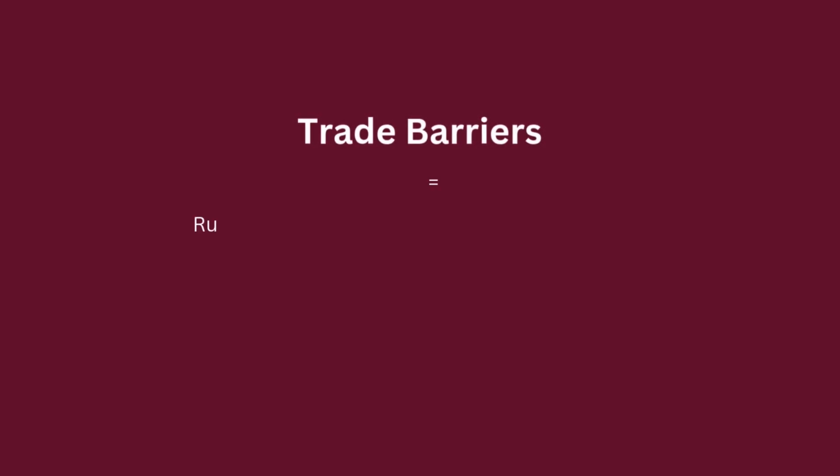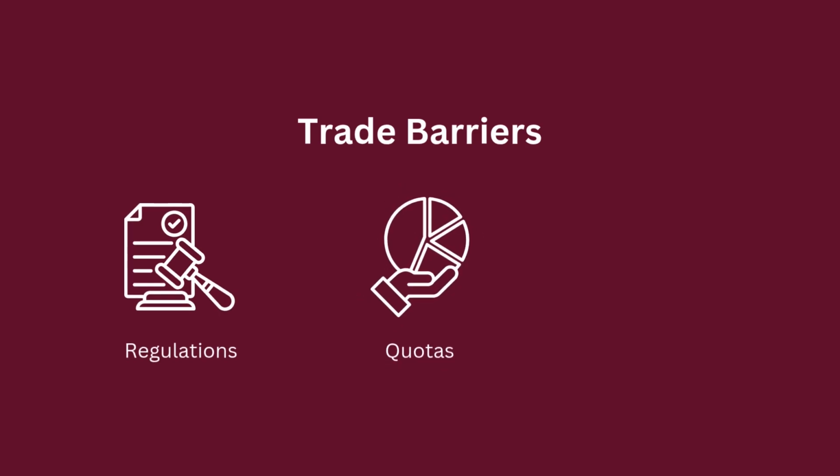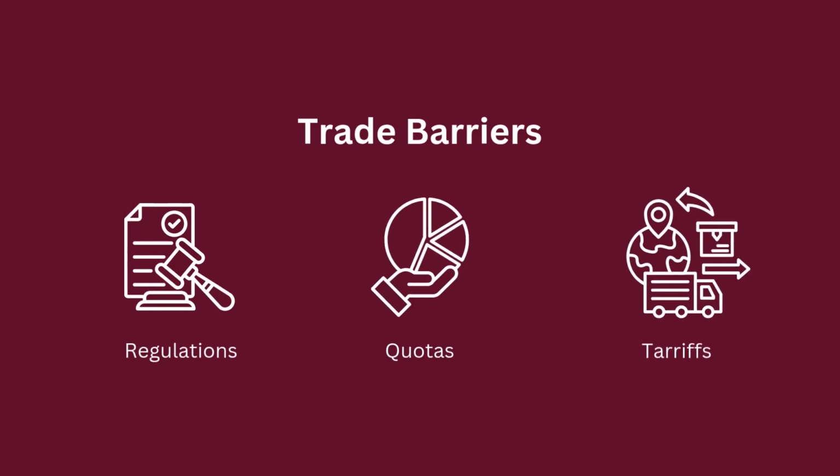Countries often try to control what goods come in and out, not just for economic reasons, but for political ones too. One way they do this is through trade barriers, rules that make imports more expensive or harder to access. These might include regulations, quotas, or one of the most common tools, tariffs, which are essentially taxes on imports.